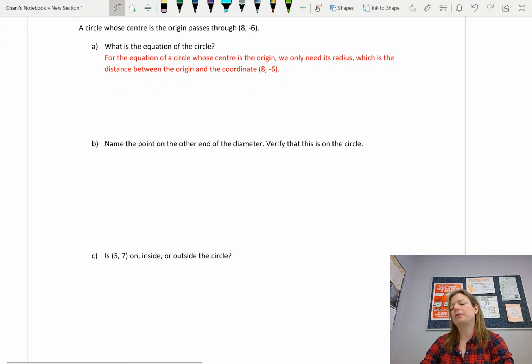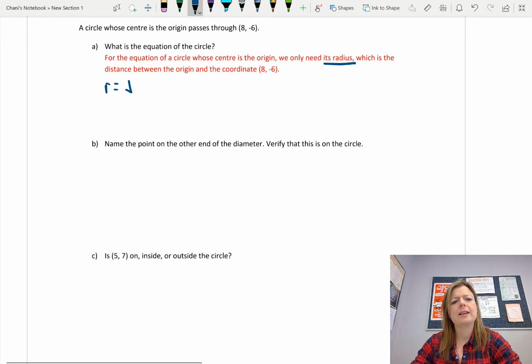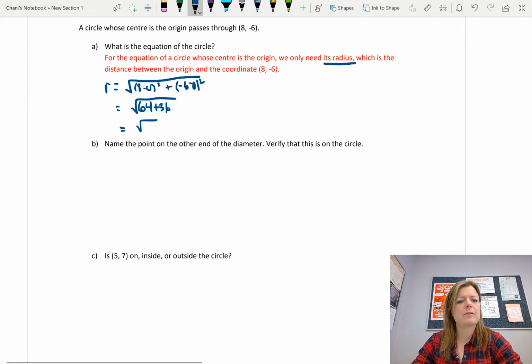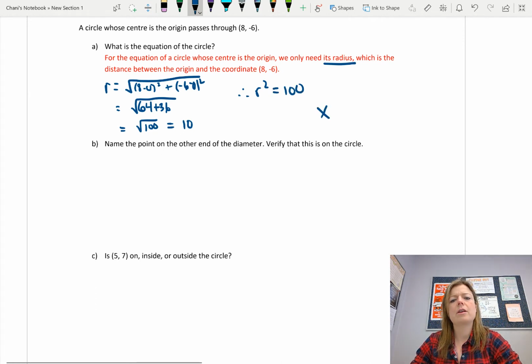Okay, now in this question, they give us a coordinate on the circle and ask us to find the equation of the circle. So for the equation of a circle whose center is the origin, we only need its radius, which is the distance between the origin and the coordinate. So our radius then is the distance between 8, -6 and the origin. So 8 minus 0 squared plus negative 6 minus 0 squared. So that's just the square root of 64 plus 36, which is the square root of 100. So our radius is 10. So since our radius is 10, therefore r squared equals 100. So our equation is x squared plus y squared equals 100.